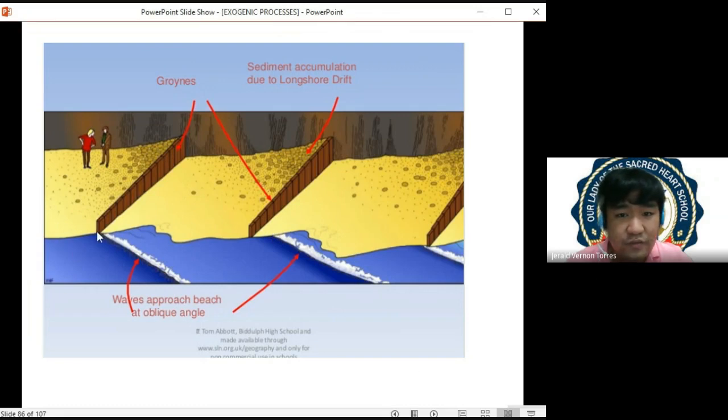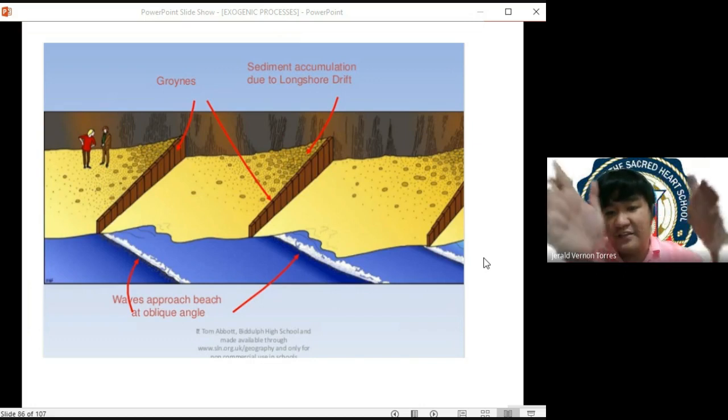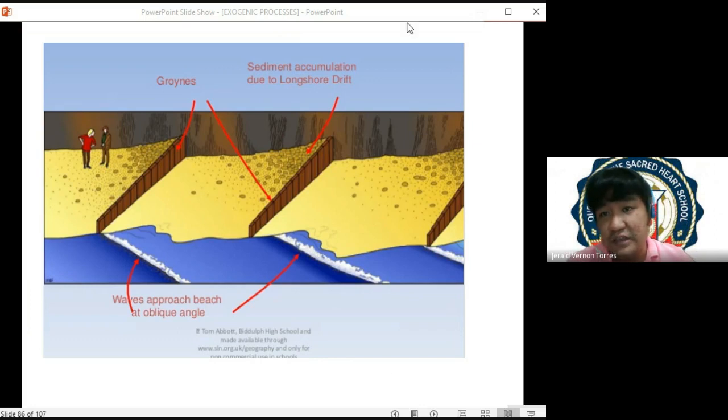Due to the zigzag pattern of swash and backswash, the result is also a zigzag accumulation of deposits along beaches. That's why when you go to the beach, you notice high, low, high, low. It's due to longshore drift. That is the pattern of deposition of our materials.